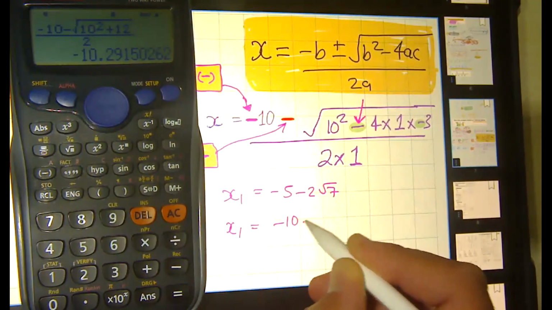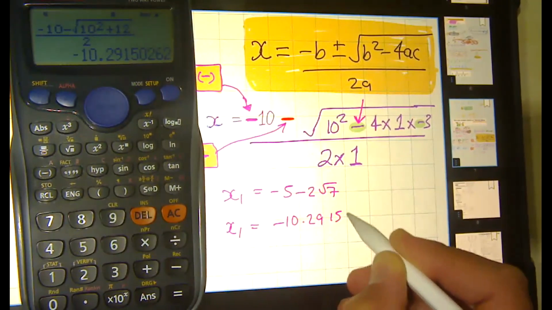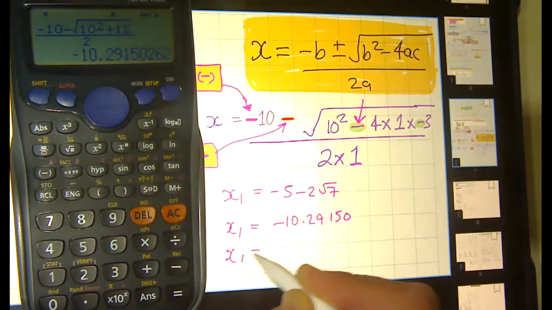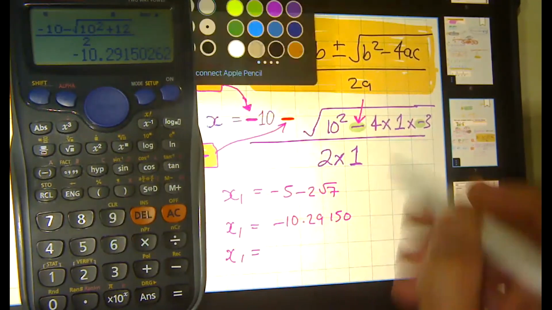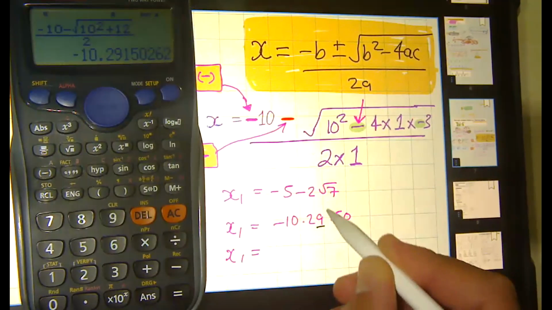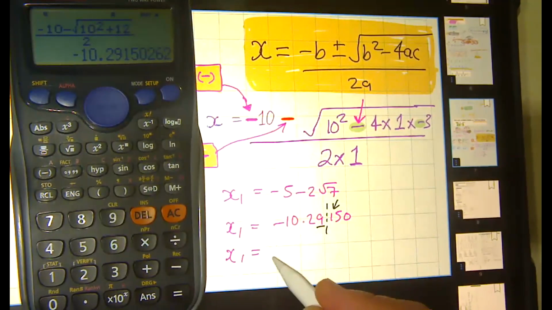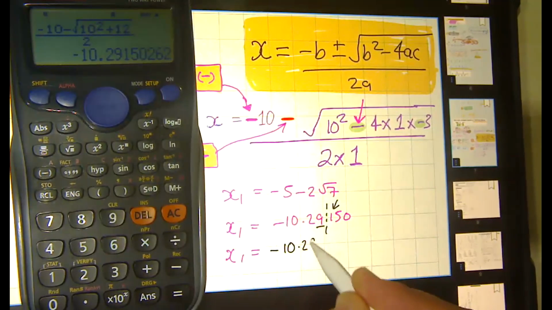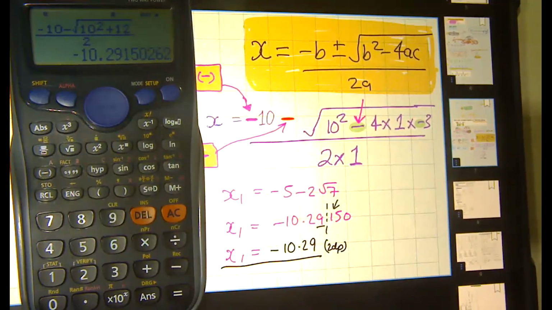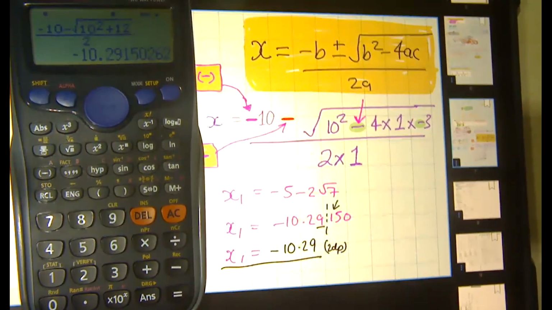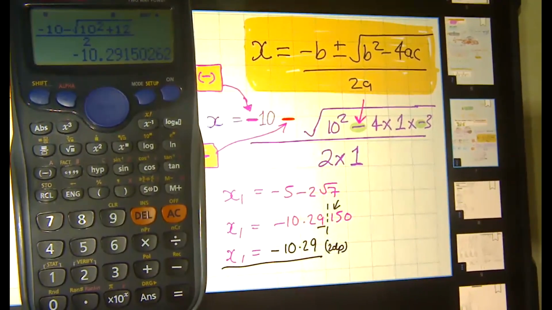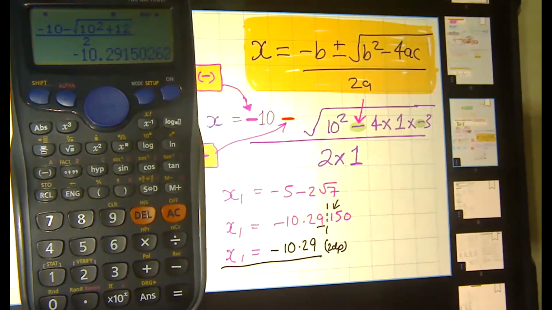Minus 10.29. Okay, now let's write down a few more numbers and then round it off. So how do you round it off to 2 decimal places? That's minus 10.29. So you look at the 1, it is less than 5, so you leave everything alone. So the final answer is? Are you happy with that, everybody? So that's how we enter the calculation into the calculator properly and nicely without getting syntax errors.